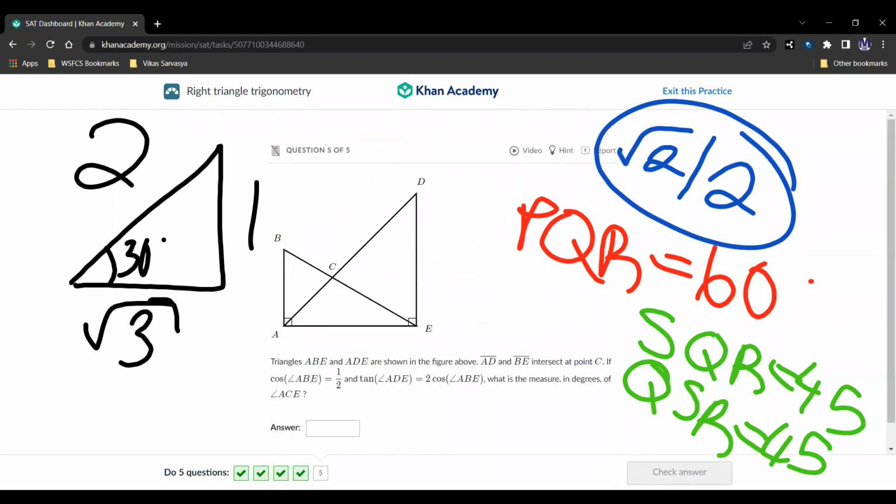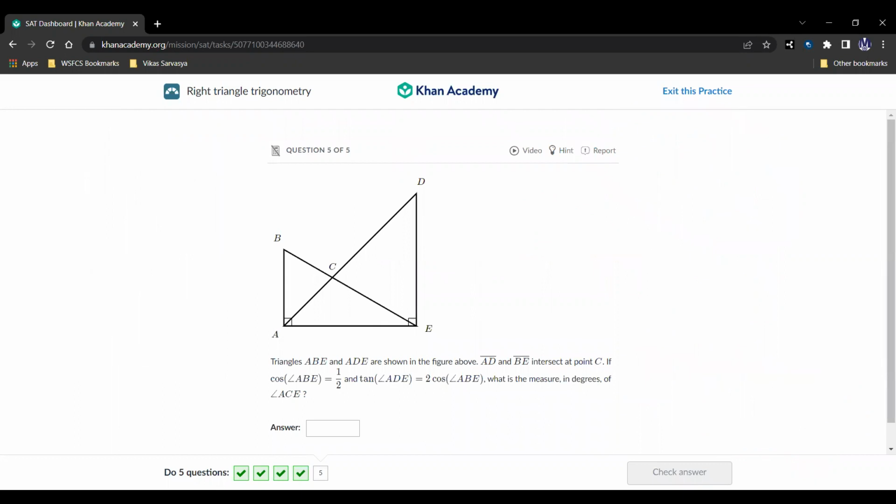Here we are, and here it is. Triangles ABE and ADE are shown in the figure above. AD and BE intersect at point C. Cosine of ABE is 1/2, and tangent of ADE is 2 cosine of ABE. What is the measure in degrees of ACE?